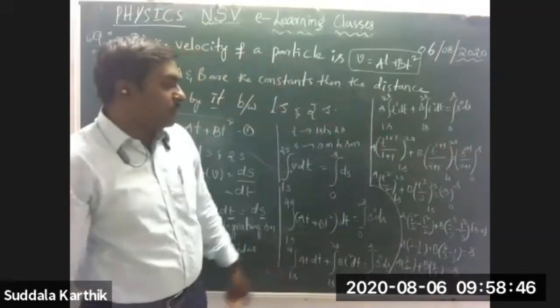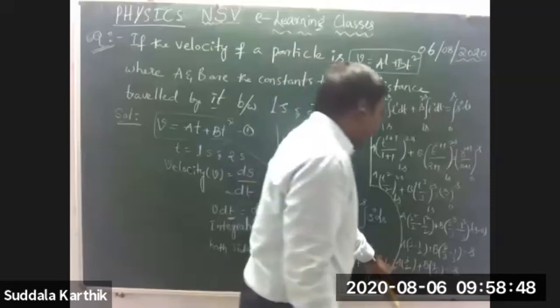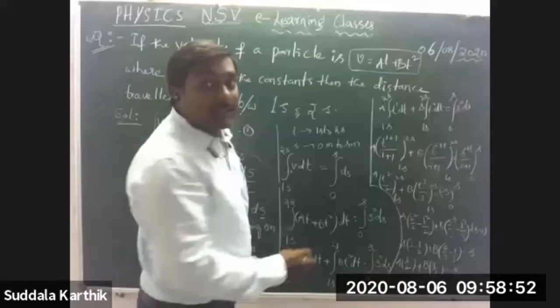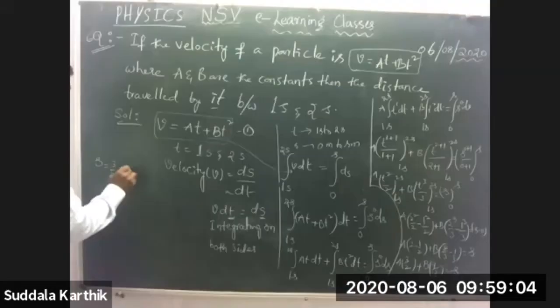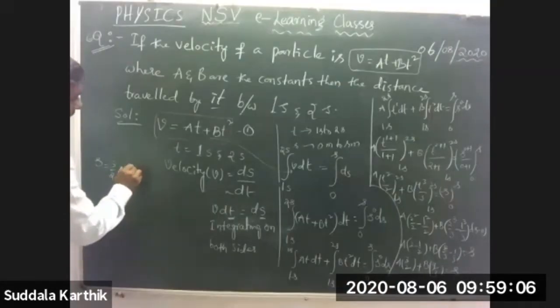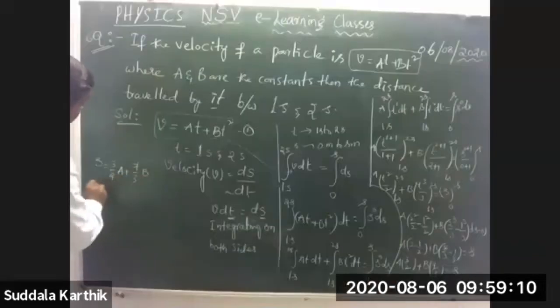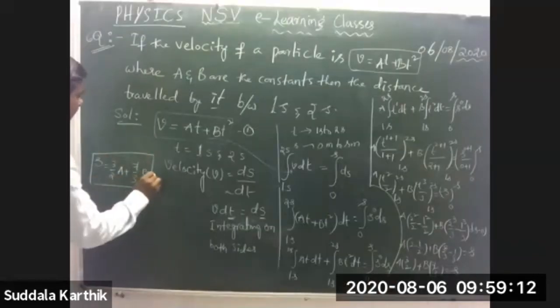So the distance is how much? 3 by 2 A plus 7 by 3 B. Yes, I am writing here. Now, here I am writing the final answer: the total distance traveled by the particle is 3 by 2 capital A plus 7 by 3 capital B meters.